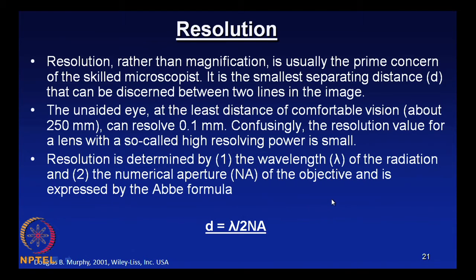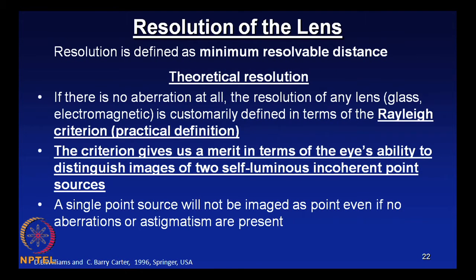This is a very important basic relation, and we will now see what is the theoretical definition for this resolution. Resolution is defined as the minimum resolvable distance, and if you look at the theoretical resolution, if there is no aberration at all, the resolution of any lens, whether it is glass or electromagnetic, is customarily defined in terms of the Rayleigh criterion, which is a practical definition. We will now look at what this Rayleigh criterion is.